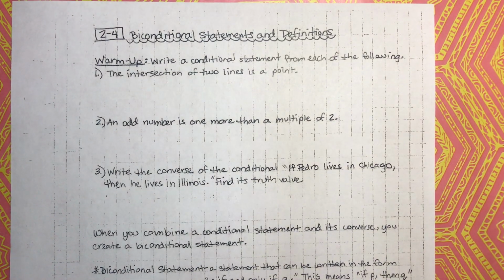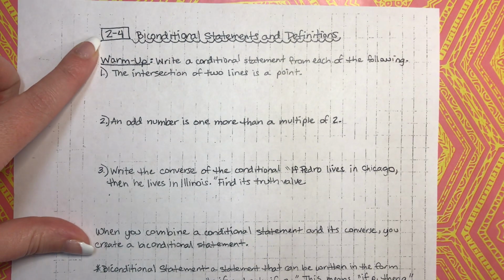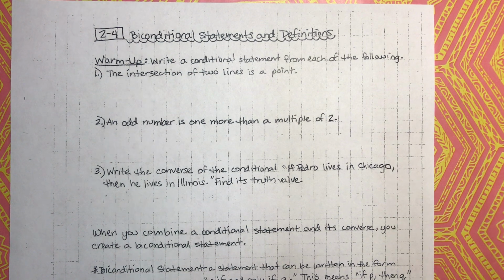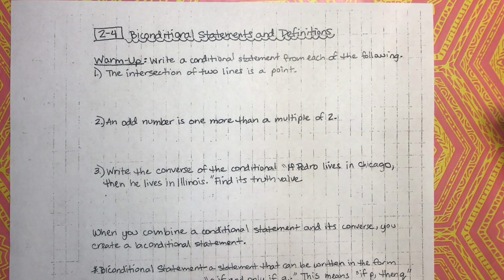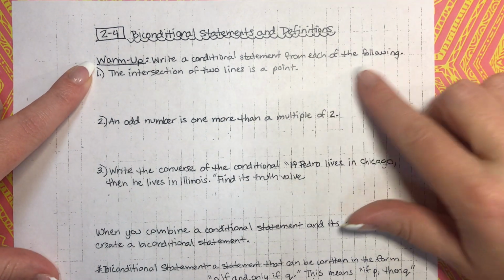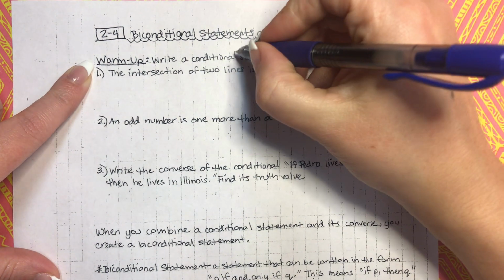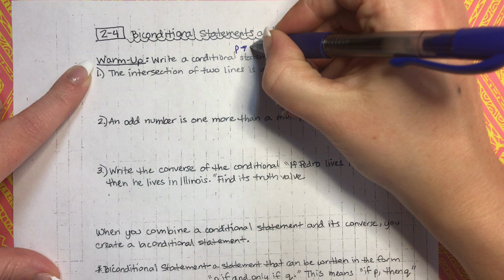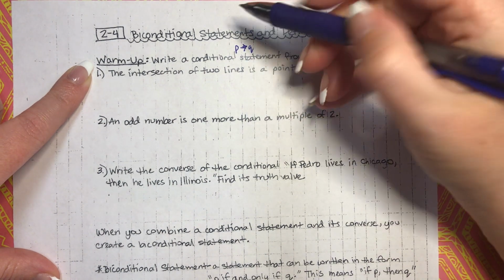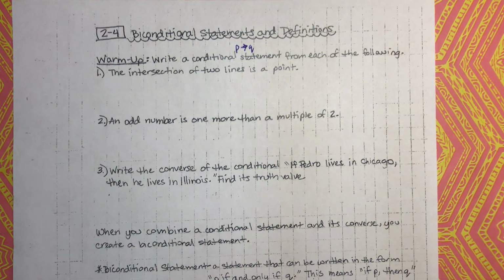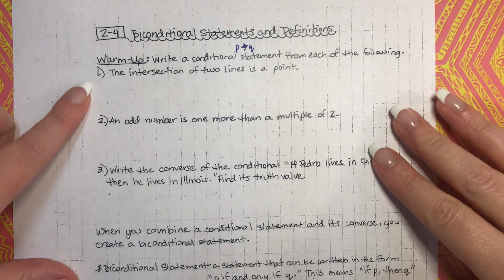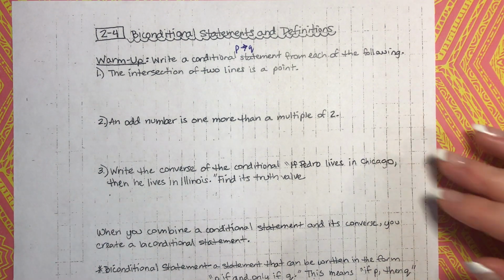All right, welcome back. We are discussing Chapter 2, Lesson 4, Biconditional Statements and Definitions. So here's our warm-up. What you need to do is write a conditional statement from each of the following. Remember, a conditional statement is something that is P to Q. If P, then Q, so you need to identify the hypothesis and the conclusion. So there's 3 different warm-up examples there.